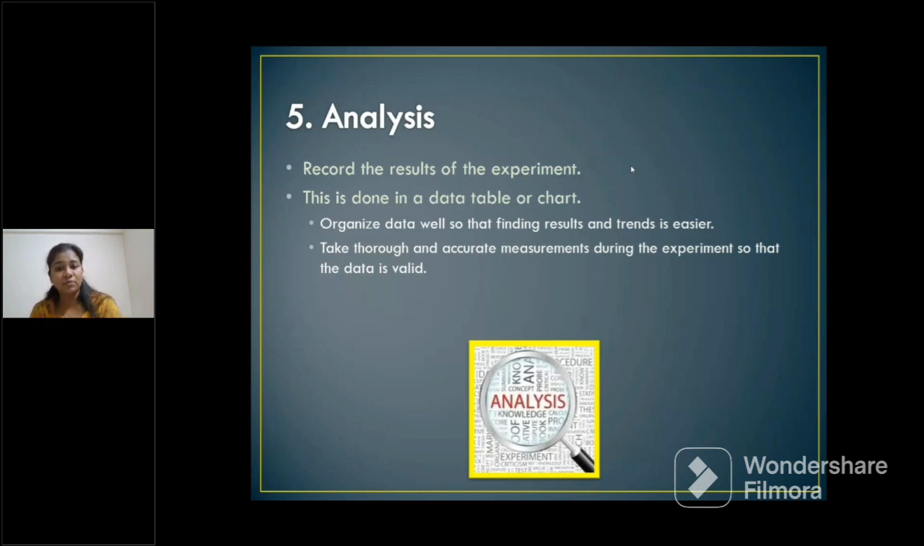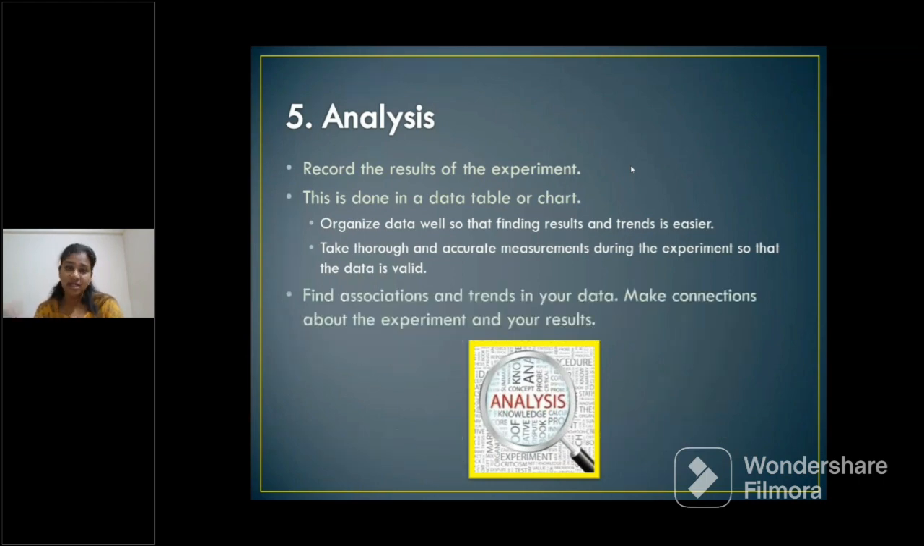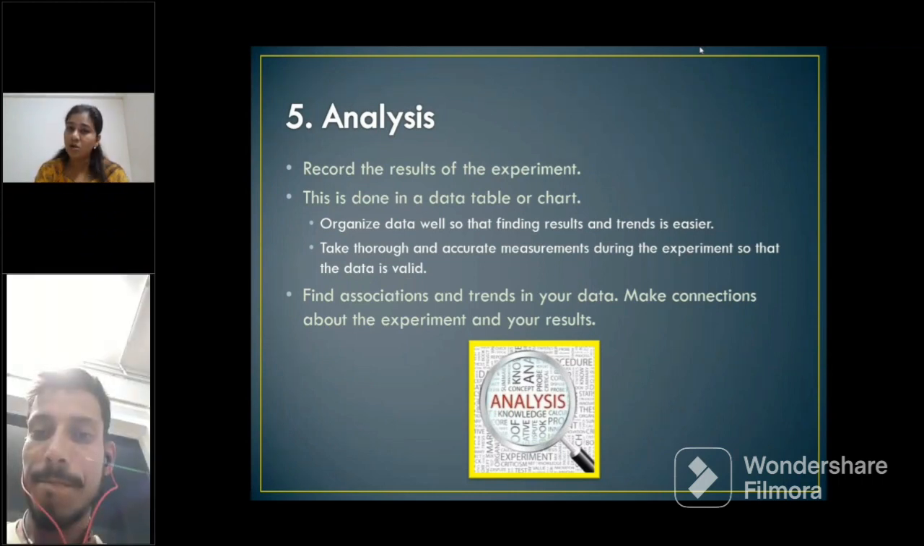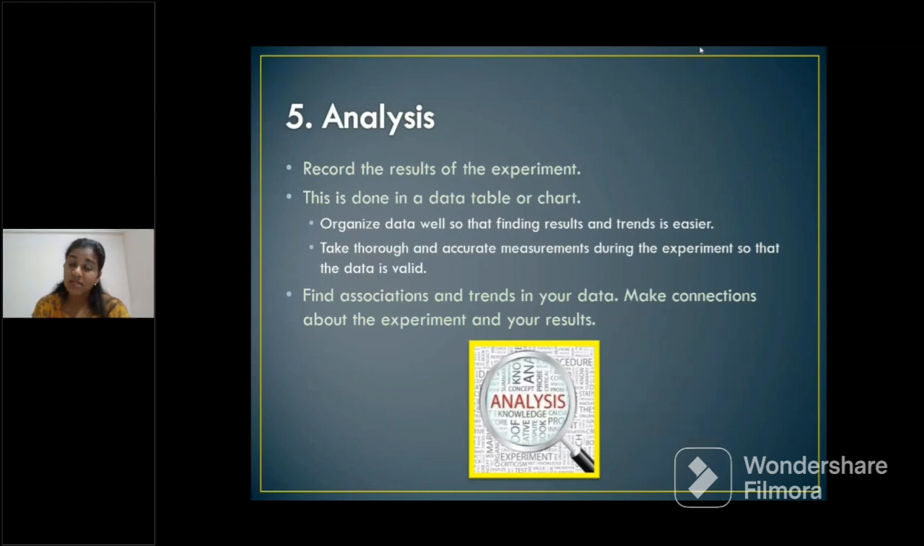Take thorough and accurate measurements during the entire experiment. Make sure that this makes your data valid. There shouldn't be any chance of bias. Find associations and trends in your data. Then you can try to correlate with what your hypothesis is stating. It might happen that you have partially satisfied or justified what your hypothesis is stating, or you have completely proved your hypothesis.